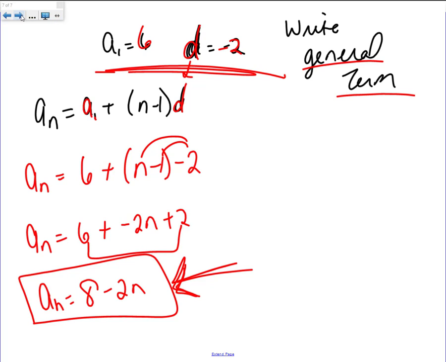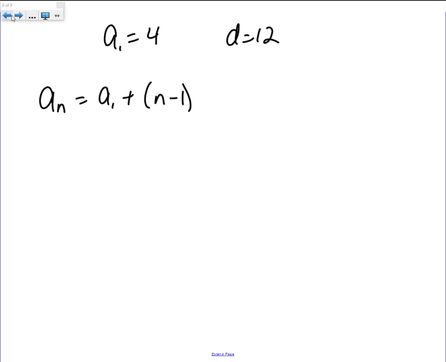Okay, let's do one more of these, and then we'll be completely done. A sub 1 equals 4, and D equals 12. They want us to write a general term. That means write an equation. So I'm going to plug it in. General term. I knew that I'm using this one because there's a D in it. The things I'm going to substitute out are these two pieces. So my new equation is a sub n is equal to 4 plus n minus 1 times 12.